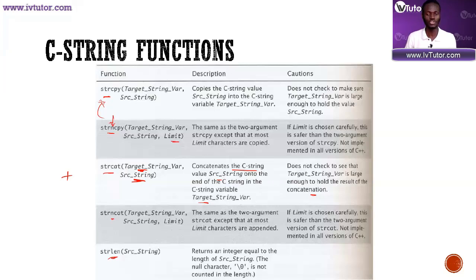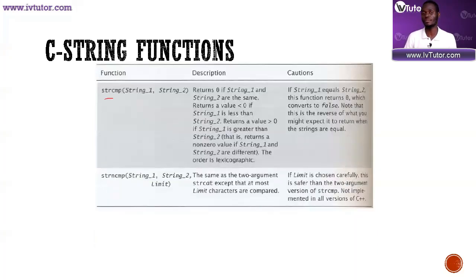Your strlen function is used to check the length of the string. You can press pause and read through these descriptions. The other function is strcmp, which is the string compare function, which is used to compare two C strings. And you can also read through this to understand how it works. But the most important thing to remember is that if the strings are equal, it returns a 0, okay? And if they are not equal, it's going to return a number that is above 0 or below 0. But if the strings are equal, this function returns a 0. And this is also just a safer version of the strcmp function, only that it takes a limit.